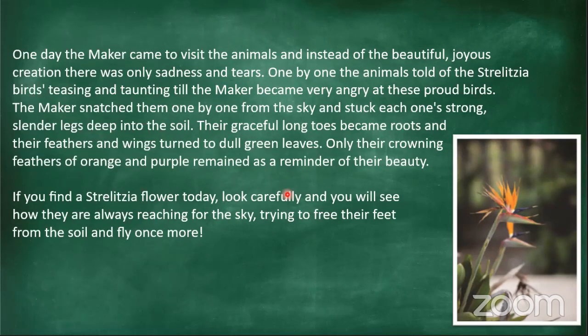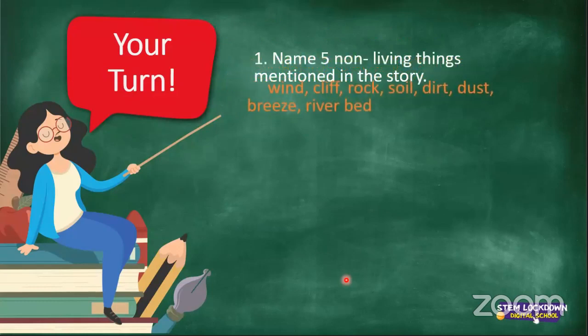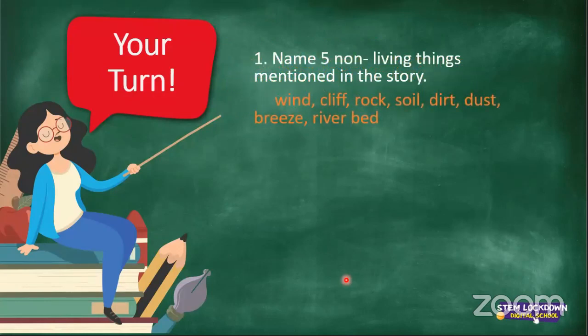River, sky, water, cliffs, or is a tortoise a non-living thing? Or quickly see. Wind, cliffs, rocks, soil, dirt, dust, a breeze, and a riverbed. Those are all non-living things. So if you jotted down some of them, well done to you.